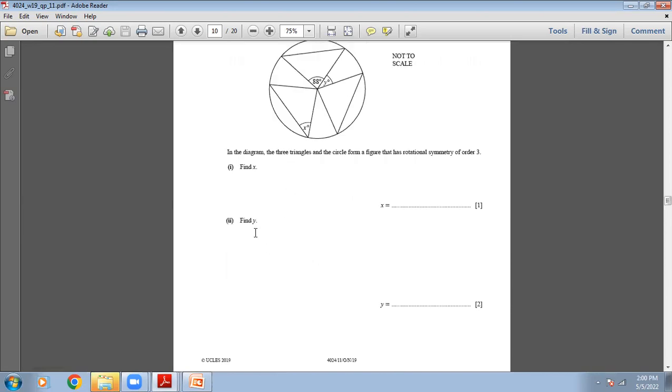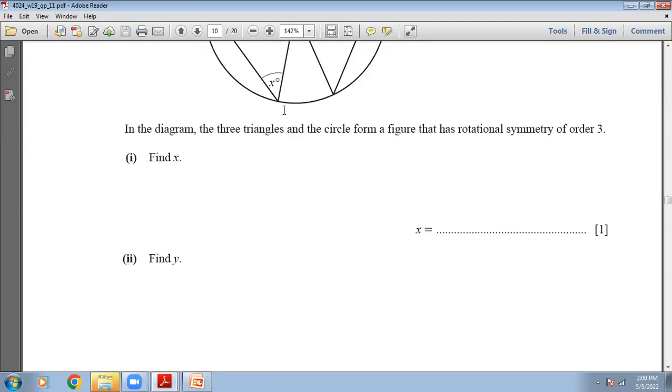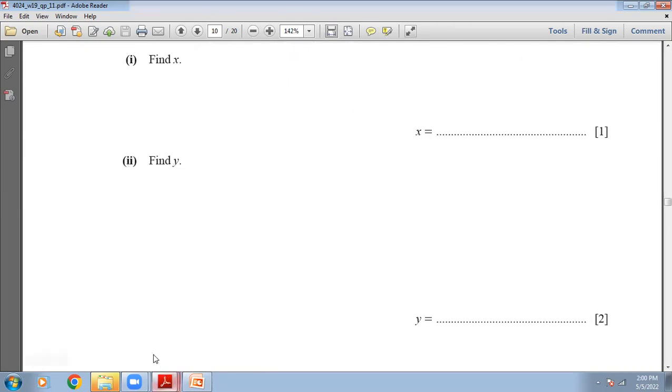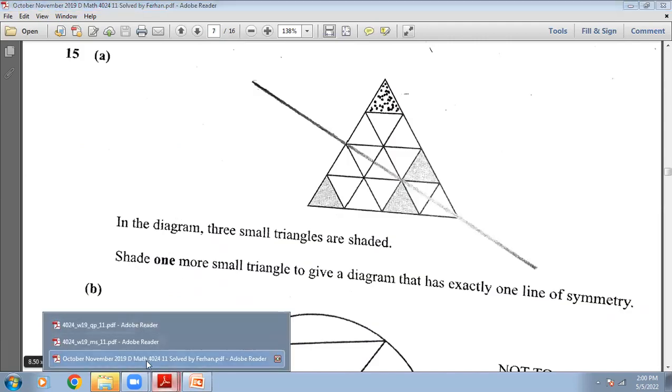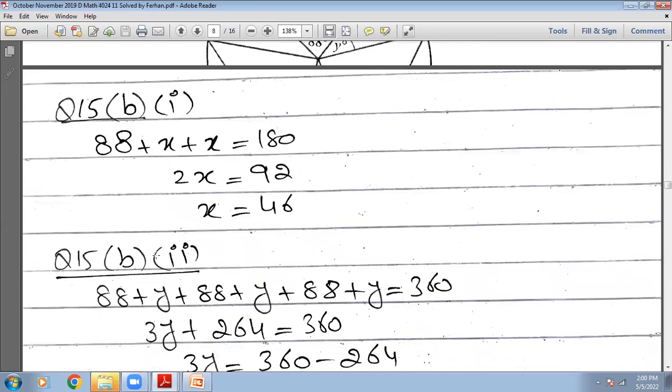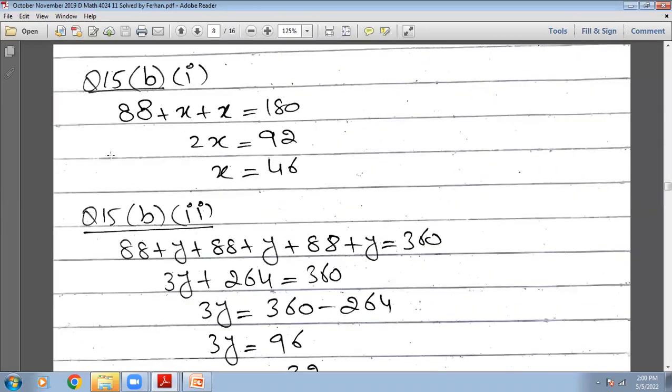So it's a total 3 marks question. So hopefully you will be able to understand it. I will show you how I have done this. Here we go. So for the X, 88 plus 2X equals 180. 2X is equal to 180 minus 88, which is 92. So X will be equal to 92 divided by 2, and that will be 46.